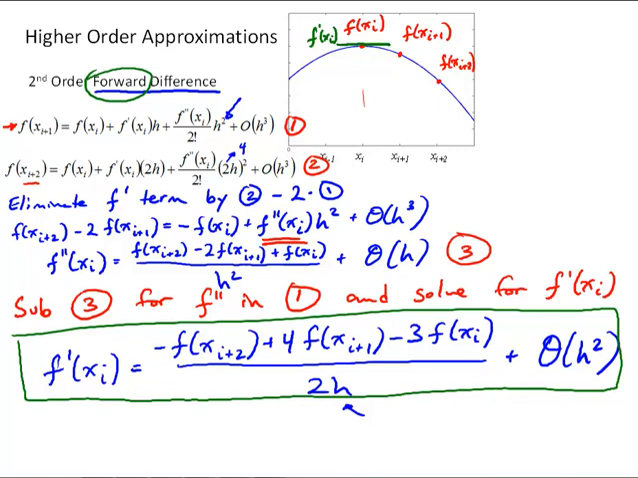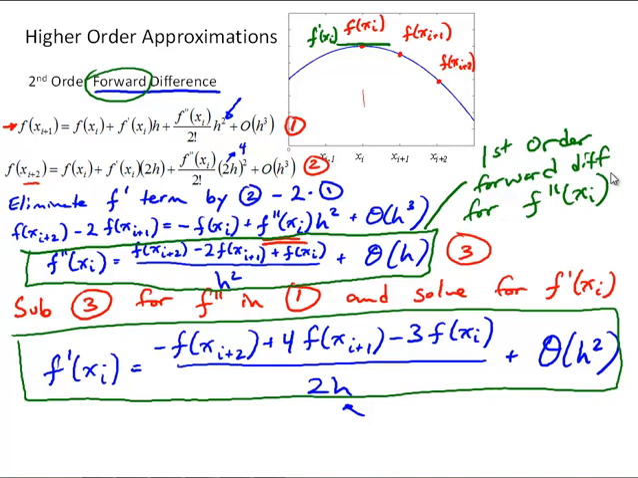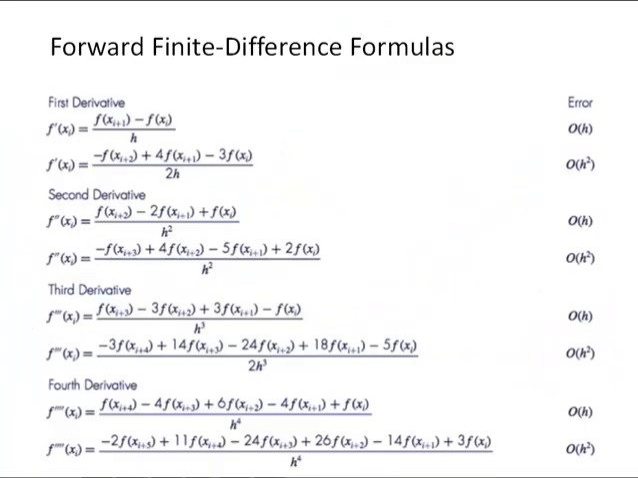Oh, one thing I might note is that along the way here, we developed a finite difference of first order. That's going to be a first order forward difference approximation for f double prime at xi. So we came up with a finite difference approximation of the second derivative along the way. So here's some tables for your reference.